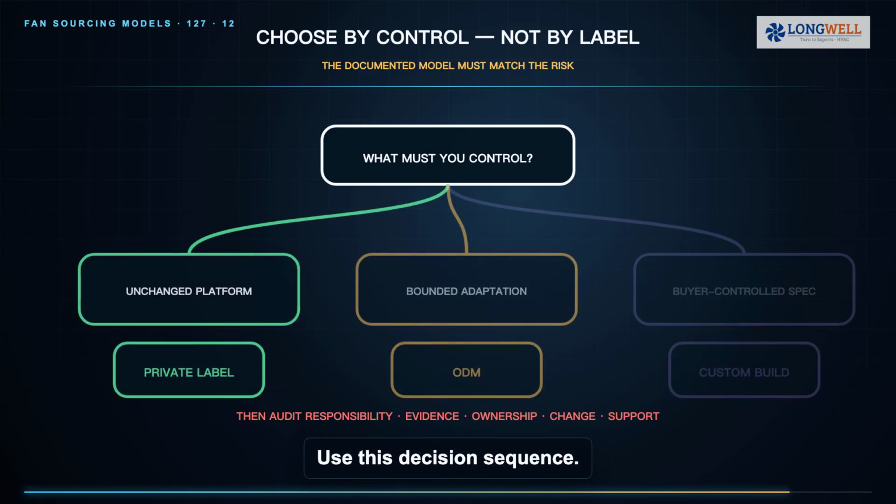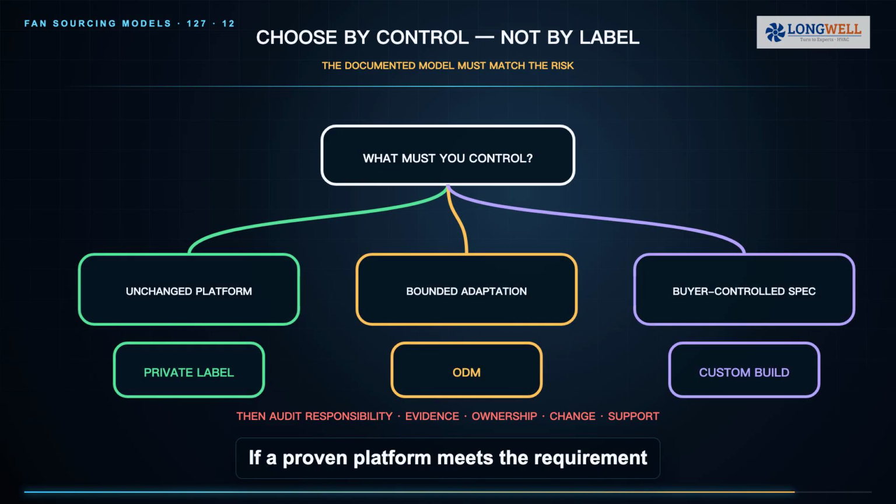Use this decision sequence. If a proven platform meets the requirement unchanged, evaluate private label. If the platform needs bounded supplier-led adaptation, evaluate ODM. If the buyer must control the specification, interfaces, and product roadmap, evaluate an OEM-style custom build. Then ignore the label and audit the matrix, responsibilities, evidence, ownership, approvals, changes, and lifecycle support. Choose the model whose documented control matches the risk you can carry.